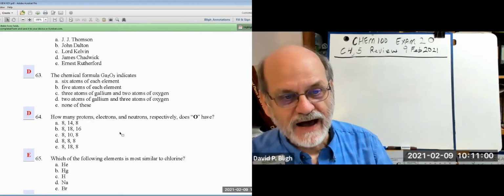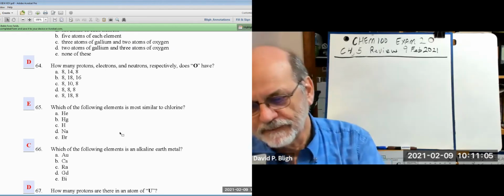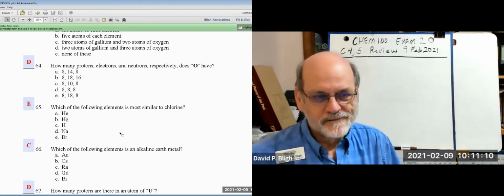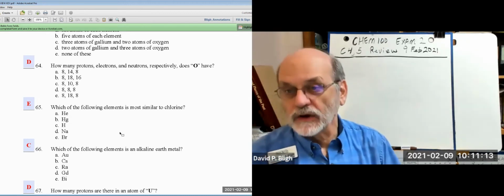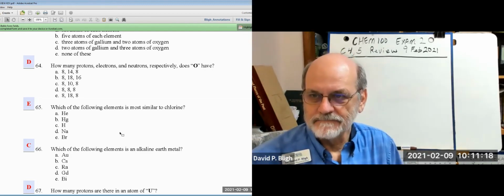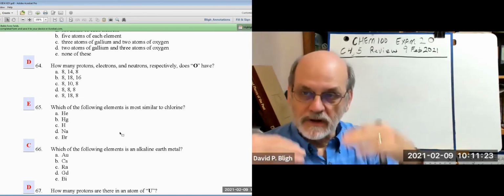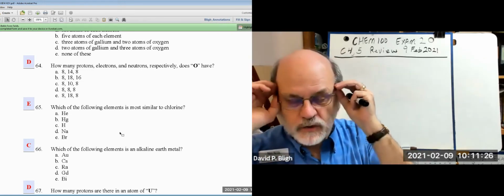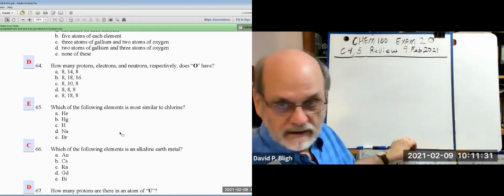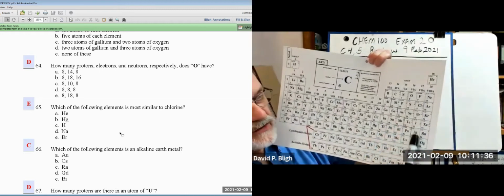Okay, let's go down to 65. Which of the following elements is most similar to chlorine? Right. So this is, well, Mendeleev wasn't the only one, but he popularized the concept of groups or families of elements with similar chemical behaviors. So which would be most similar to chlorine? Any element in that group, right? Any of the halogens, right here. Any of the halogens will fit.